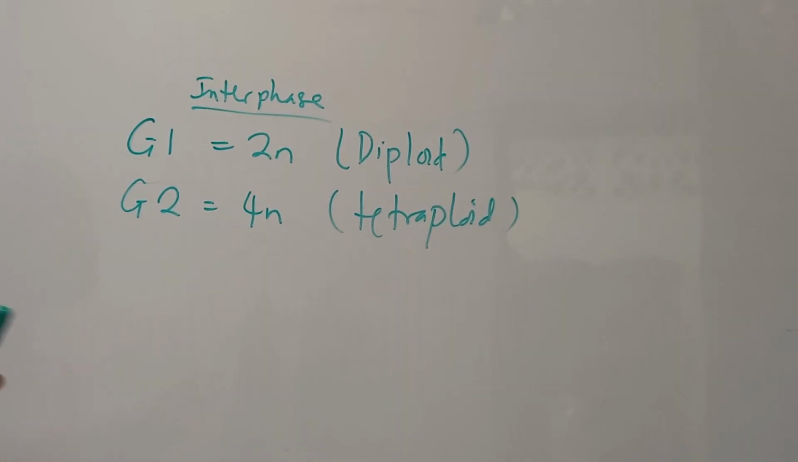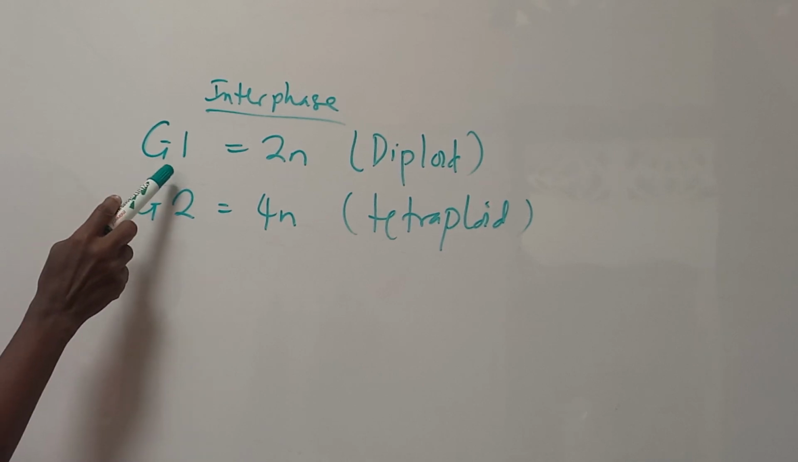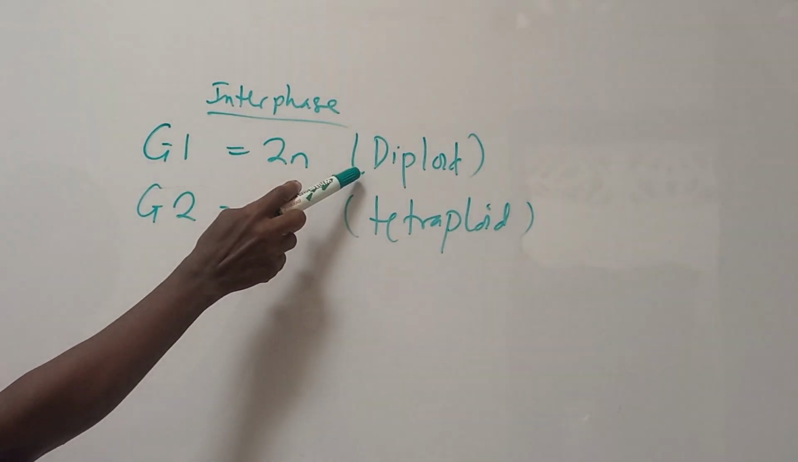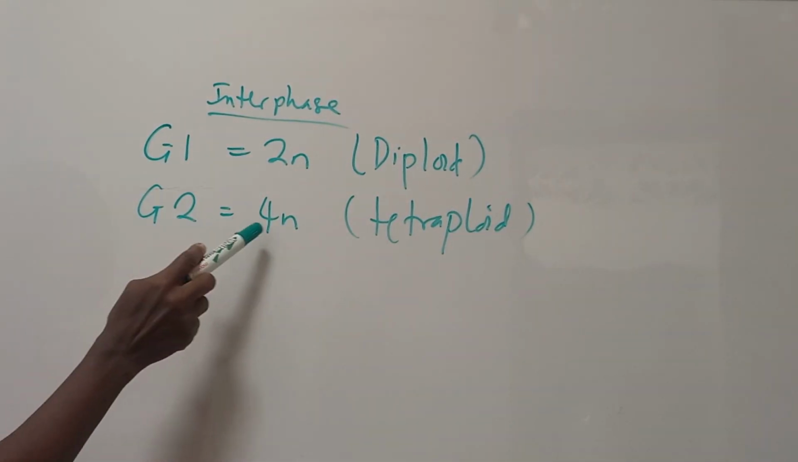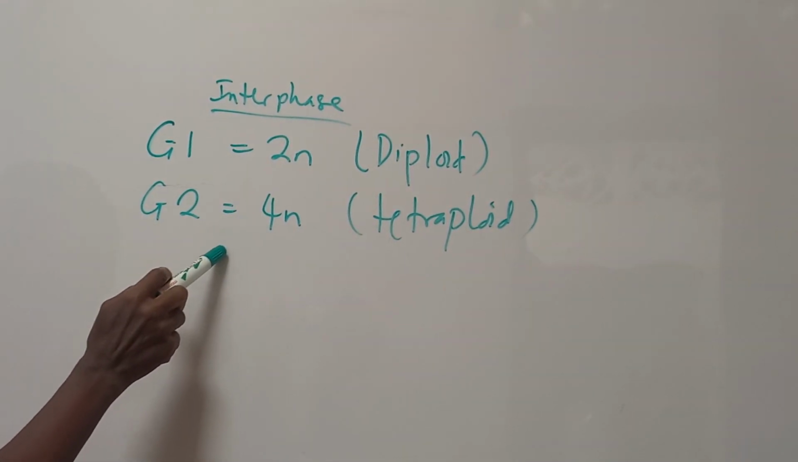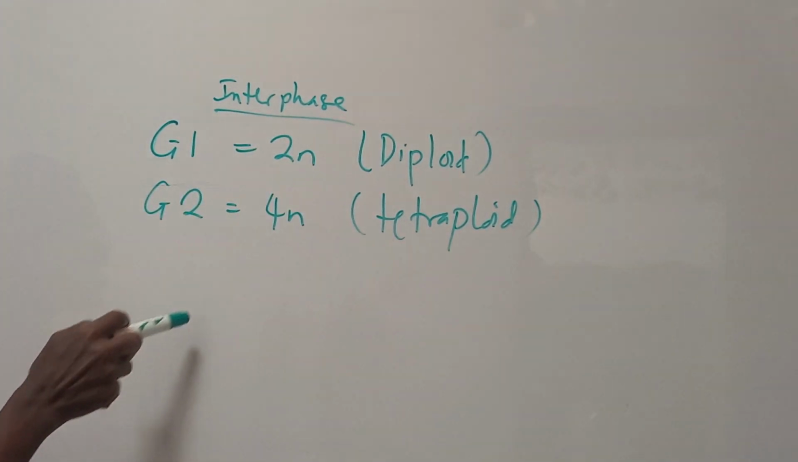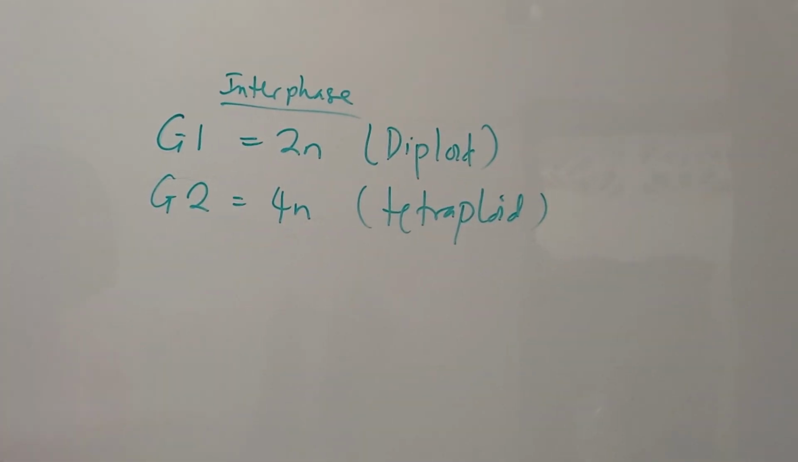Please let us note that the chromosome number at interphase, G1 is 2n diploid, G2 is 4n tetraploid. So the cell enters into the mitosis phase with 4n. We will explain this in our next lesson on the cell cycle.